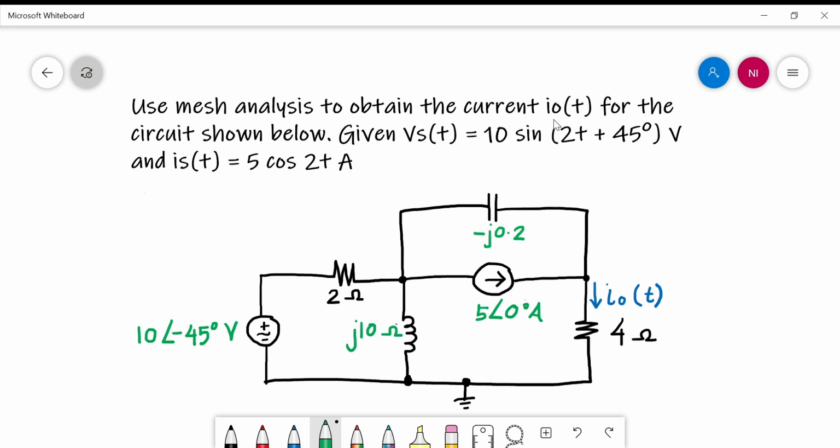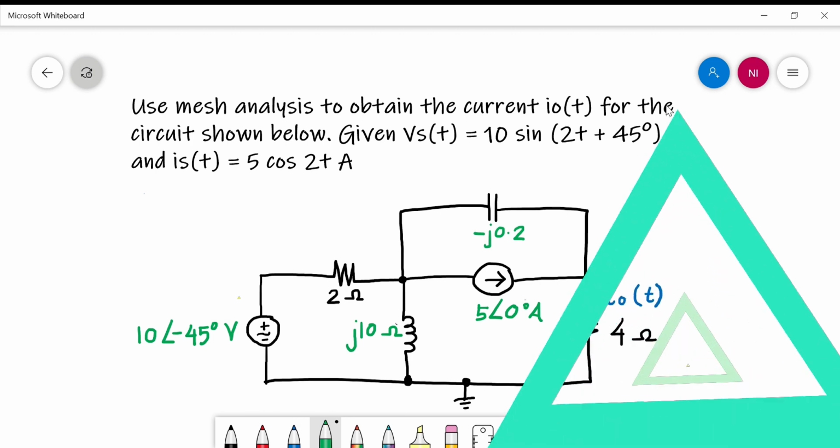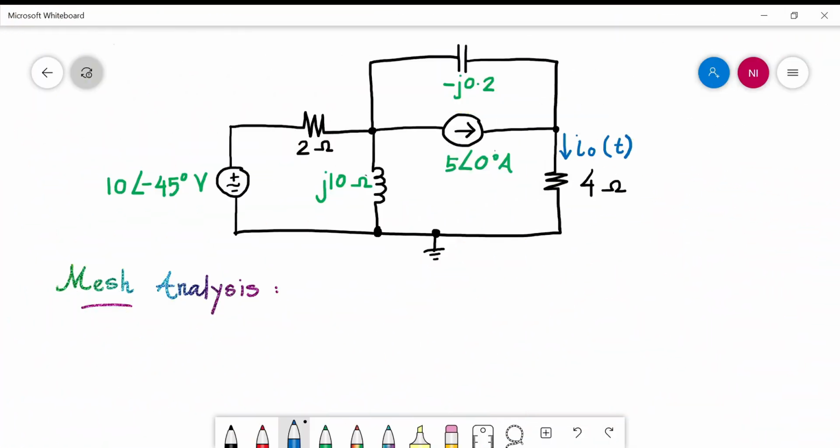In this video, I will show you how to obtain the current I0(t) by using mesh analysis. This circuit is already transformed to the frequency domain, so please check out the original circuit in the time domain from my previous video. Okay, let's start mesh analysis.